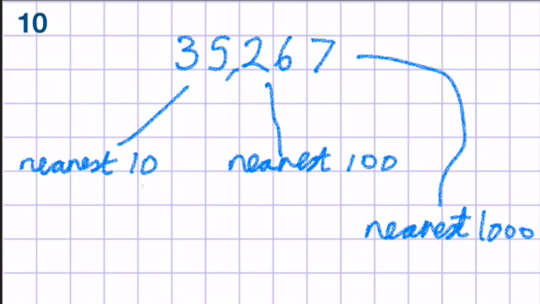Now we've got 35,267. You need to round it to the nearest 10, round it to the nearest 100, and round it to the nearest 1,000. So, to the nearest 10, what we do is we look at the tens column, which has got a 6 in it, and we go right, and that's a 7. So that means we round up. So the 6 becomes a 7. So it's 35,270.